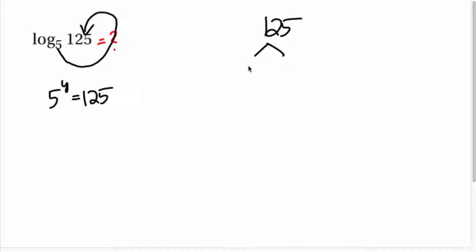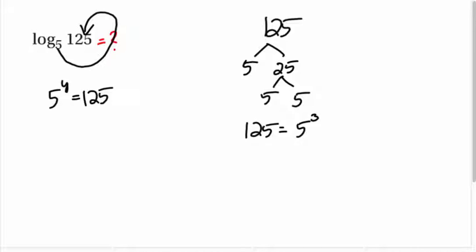It ends in a 5, so 5 goes into it. So that's 5 times 25. And this is 5 times 5. So 125 is nothing more than 5 to the 3rd power. So 5 to the y equals 5 to the 3rd power.